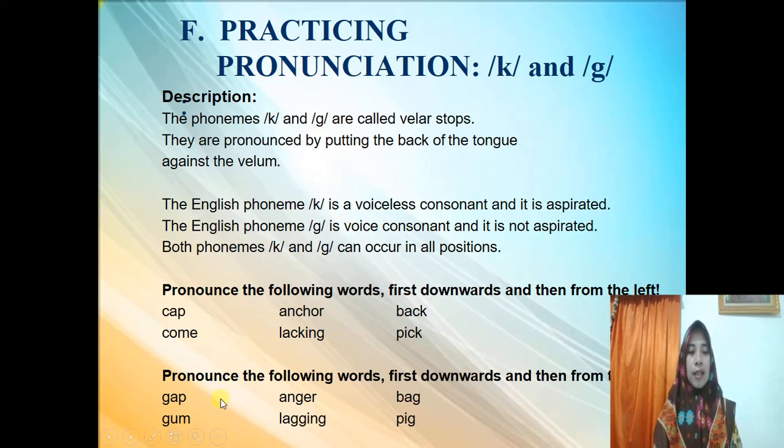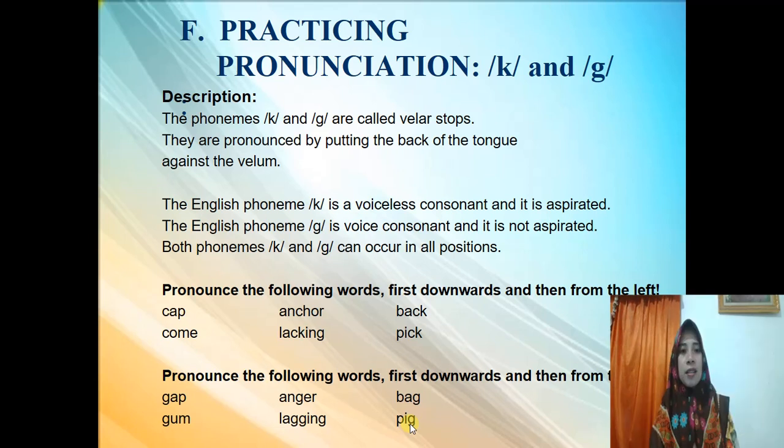Next, pronounce the following words first downwards and then from the left. The English phoneme G is a voiced consonant and it is not aspirated. For example: gap, gum, anger, legging, bag, pig.